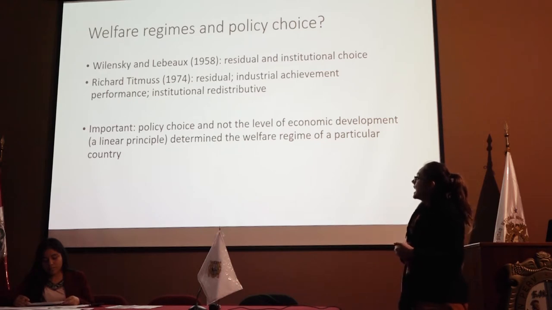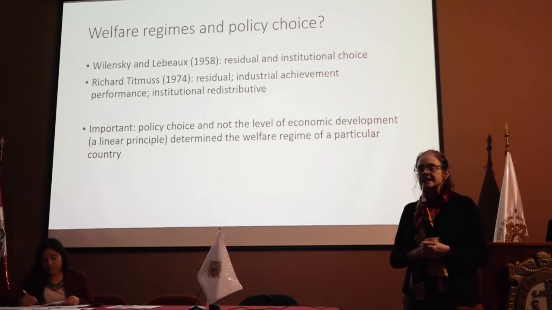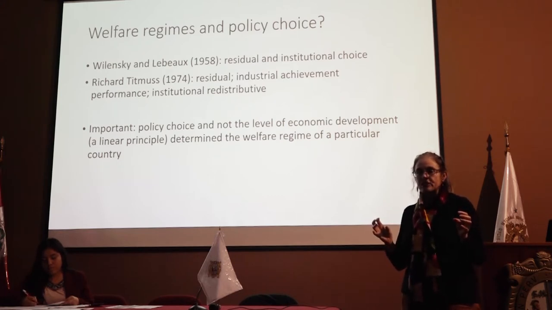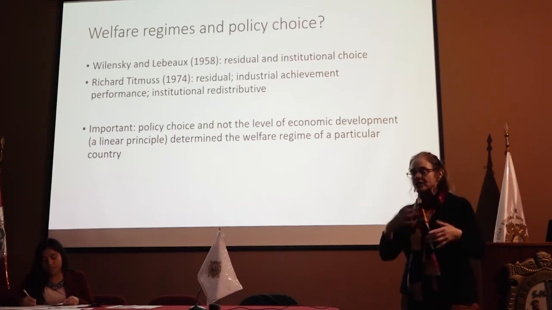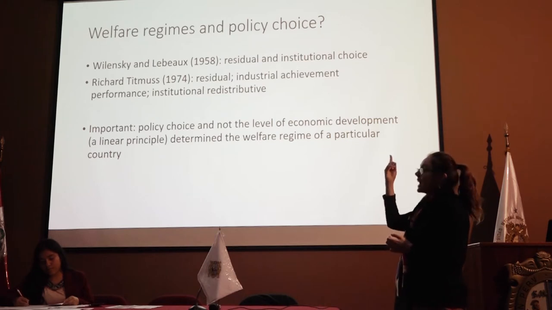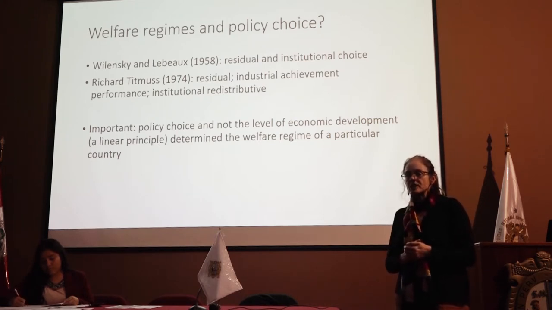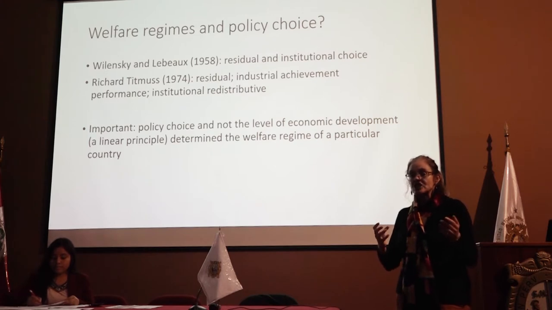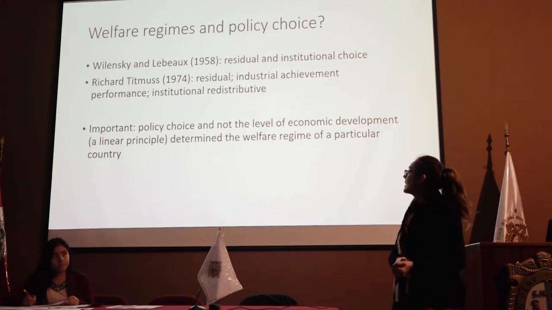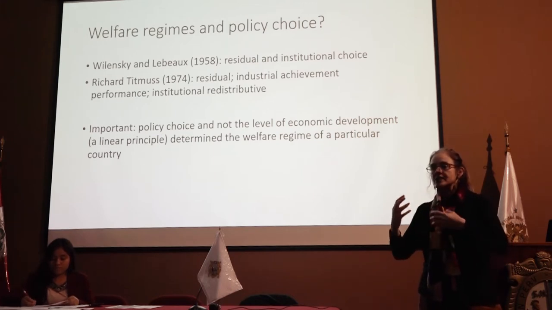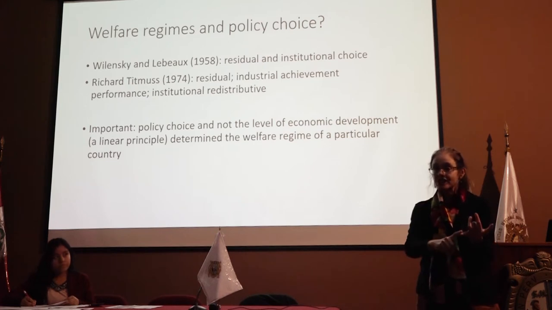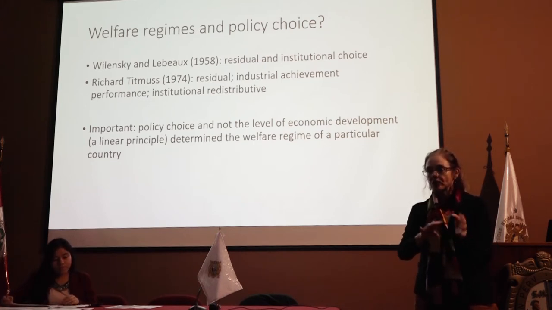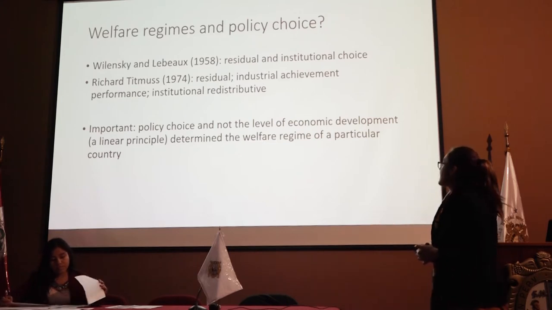And in 1958, Wilensky and Lebeaux started to look at kinds of welfare regimes instead of just one. So instead of just having one linear welfare state that you compare all countries to, they said there are different kinds, and they introduced the concepts of residual and institutional. A residual welfare state is a very rudimentary kind of welfare state in which it's just a backstop. It's just to help the people who are most vulnerable in society. And the institutional model involves the state doing a whole range of things. It can do pensions, it can do education, it can do health. So a whole range of facilities.